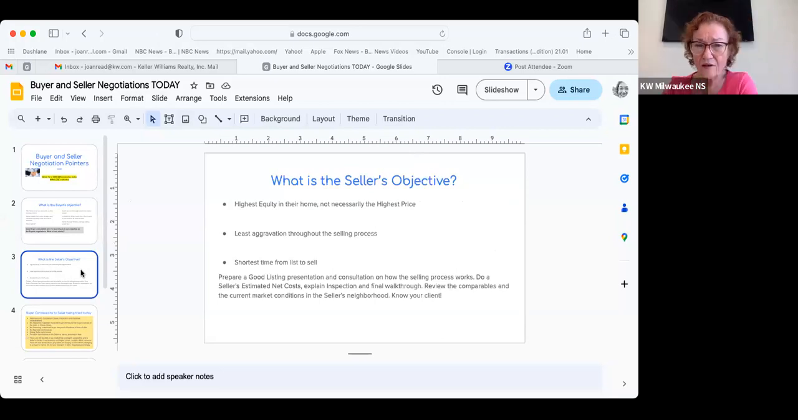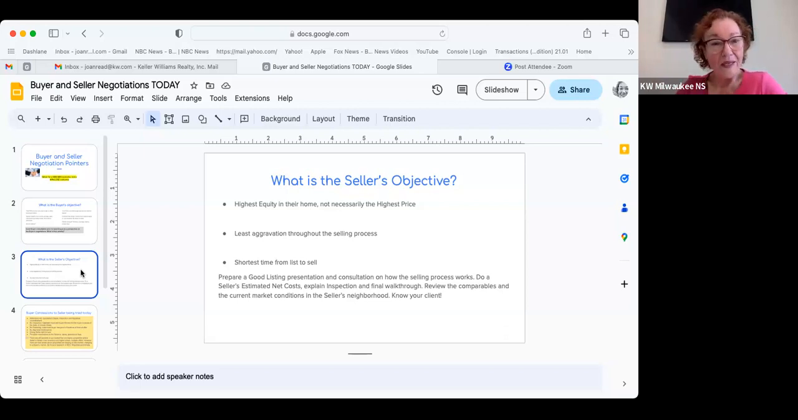So what is the seller's objective? If you're the listing agent, you need to also know what the objective of your seller is. Why did they call you? Why are they putting it on the market? What do they need to get? Money-wise and time-wise. But I learned this a long time ago. These three main reasons why sellers want to sell.